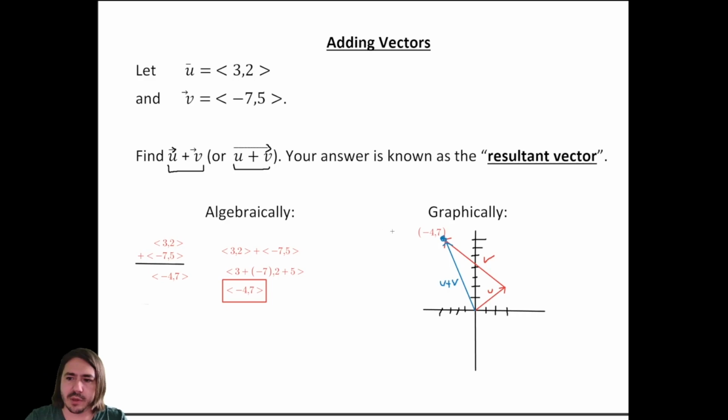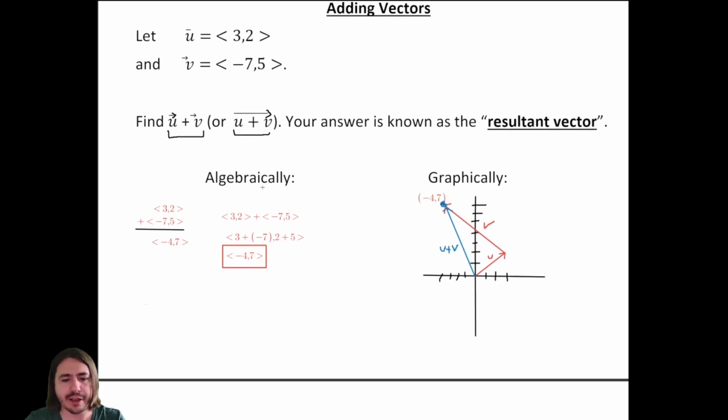Okay, so this is how you can represent it graphically or algebraically, and these should match up. If you try to sketch it out and you're finding that the terminal point is not what you got when you added them up algebraically, then that should throw up a red flag that either you sketched it wrong or that you messed up the algebra somewhere. These two things should always be the same. So that's how you add two vectors.